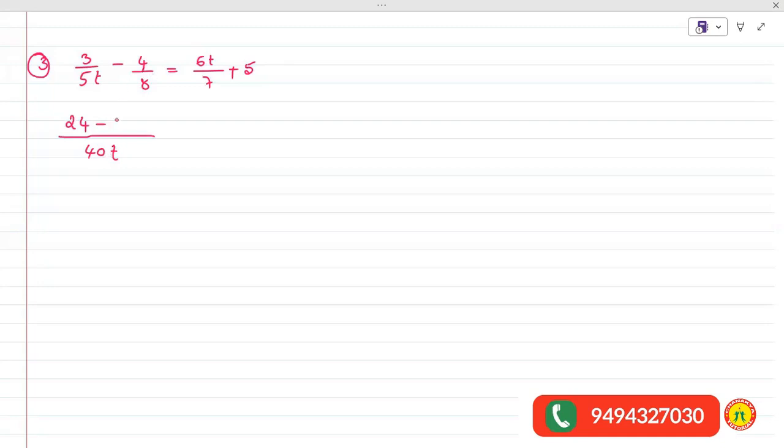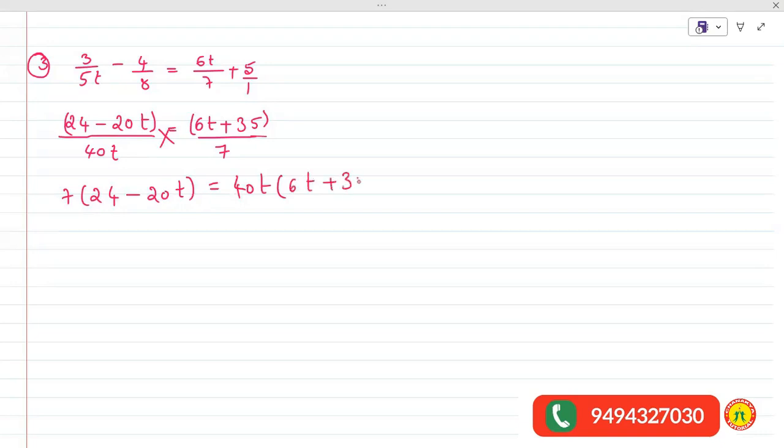So 5T into 4. Sir, I did that, but by transposing I did that. Yes, just wait a minute. Here, when we are taking the equations, in linear equations and quadratic equations, we get the answer in so many ways. But whichever way gives the accurate value, that is the perfect one. Already I told you. So here 5 by 1 is there. Now the LCM is what? 7. Now here 60 plus 1, 7 is 7, 7 5 is 35. Now we can take the cross multiplication. So 7 of 24 minus 20T equals to 40T of 60 plus 35.